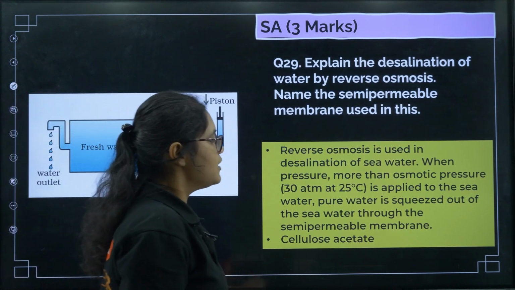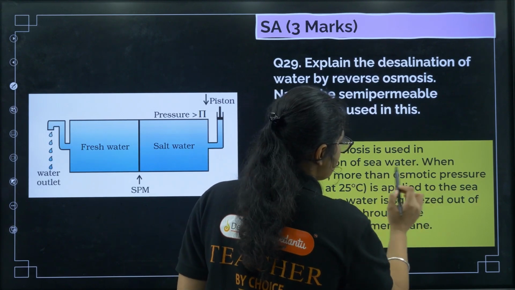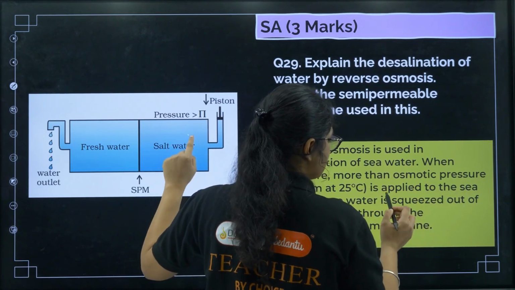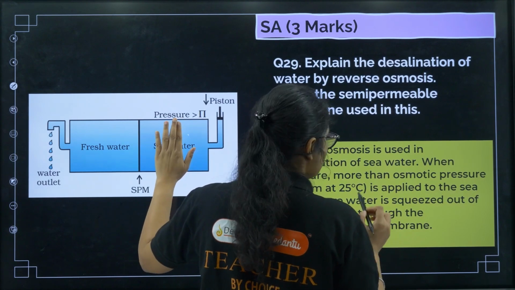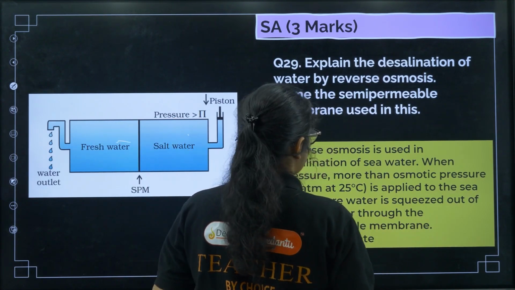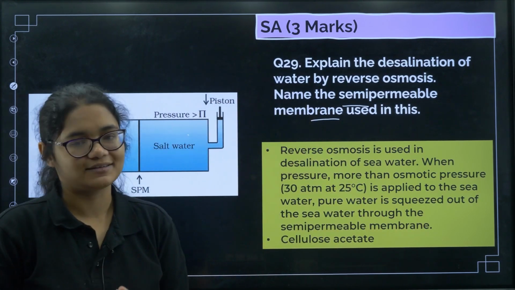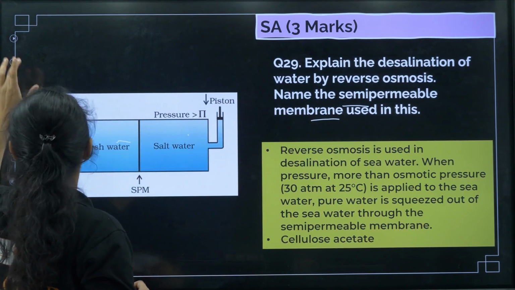So, you can see reverse osmosis is used in the desalination of seawater. When a pressure more than osmotic pressure is applied to the seawater, pure water is squeezed out of the seawater through the semi-permeable membrane. And what is the semi-permeable membrane used in this? It is cellulose acetate. Okay, fine.